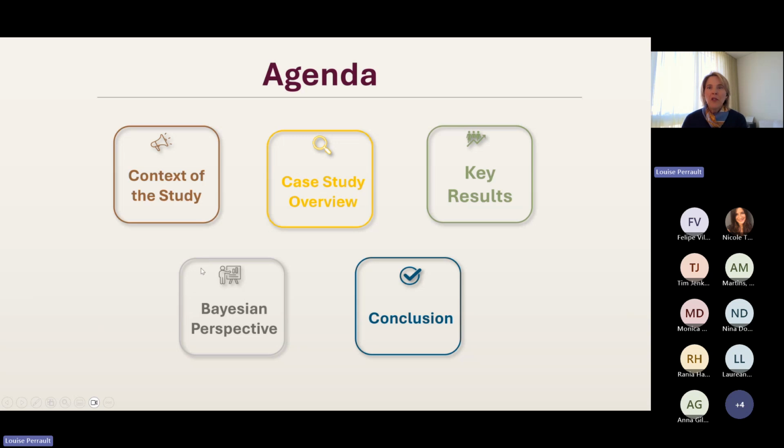So here's a quick overview of what we'll cover during the session. I'll start with rare disease trials. We'll walk through the case study design, review the key results, and explore how a Bayesian approach deepens our understanding of a trial initially dismissed as futile. We'll wrap up with some conclusions and takeaways. So let's dig into it.